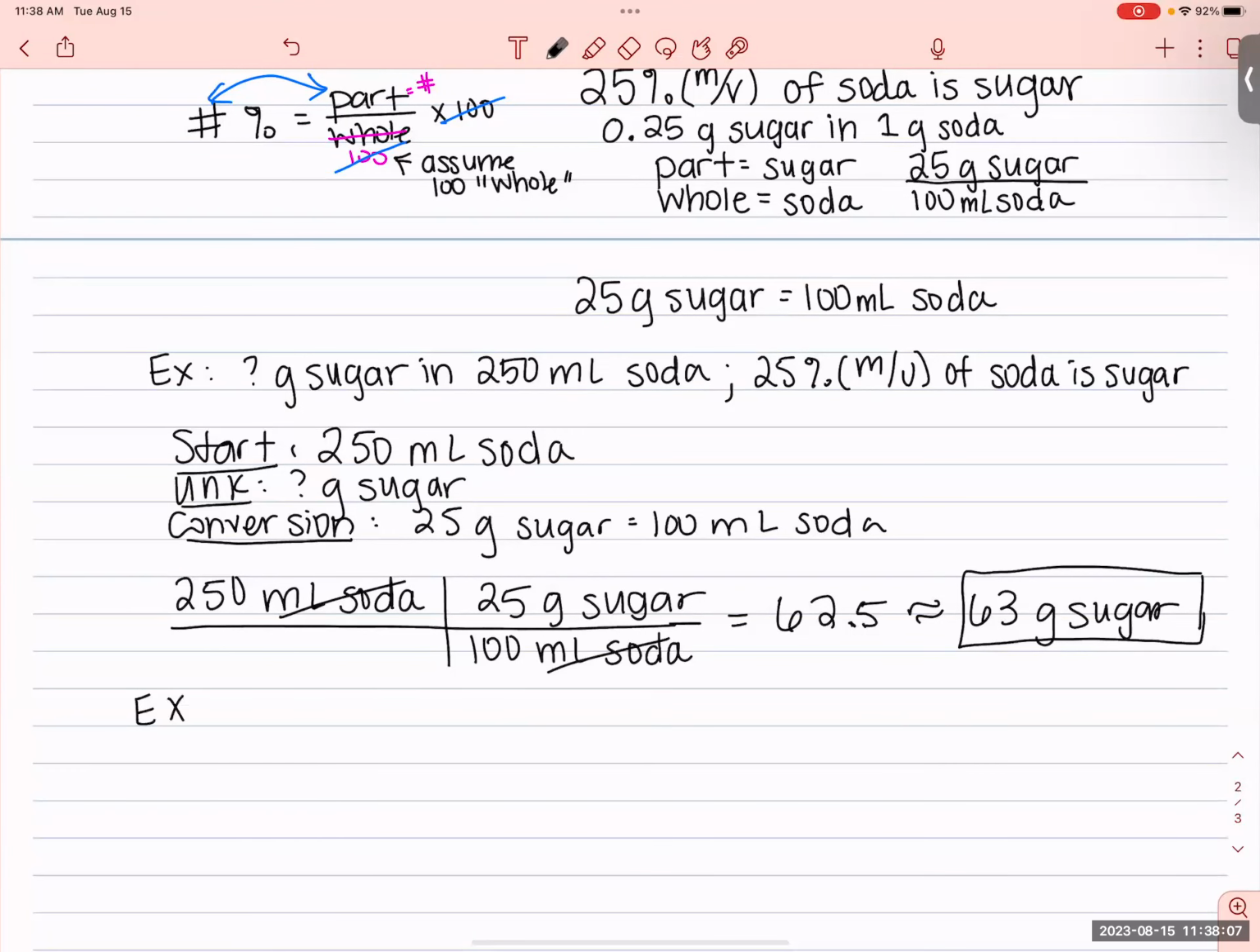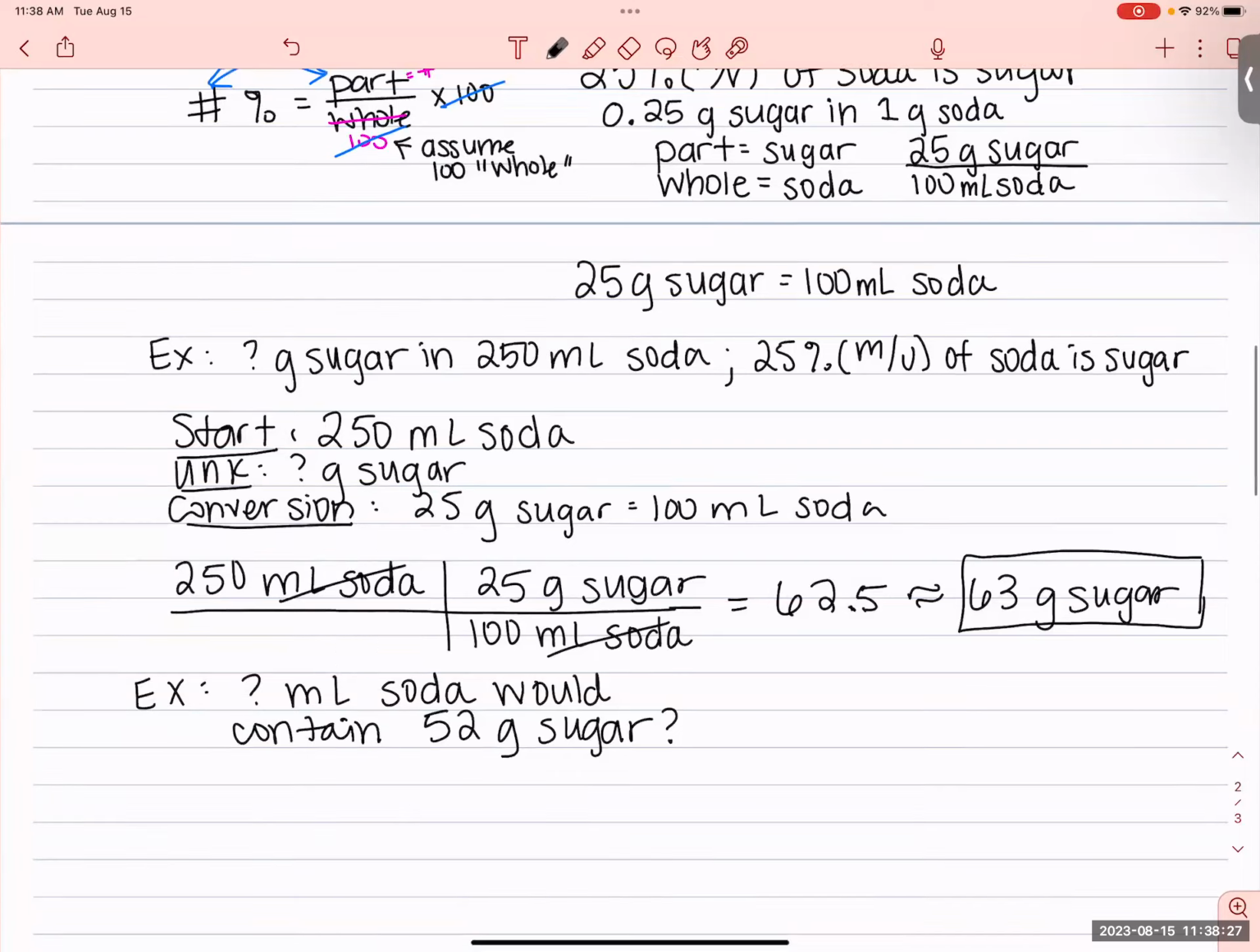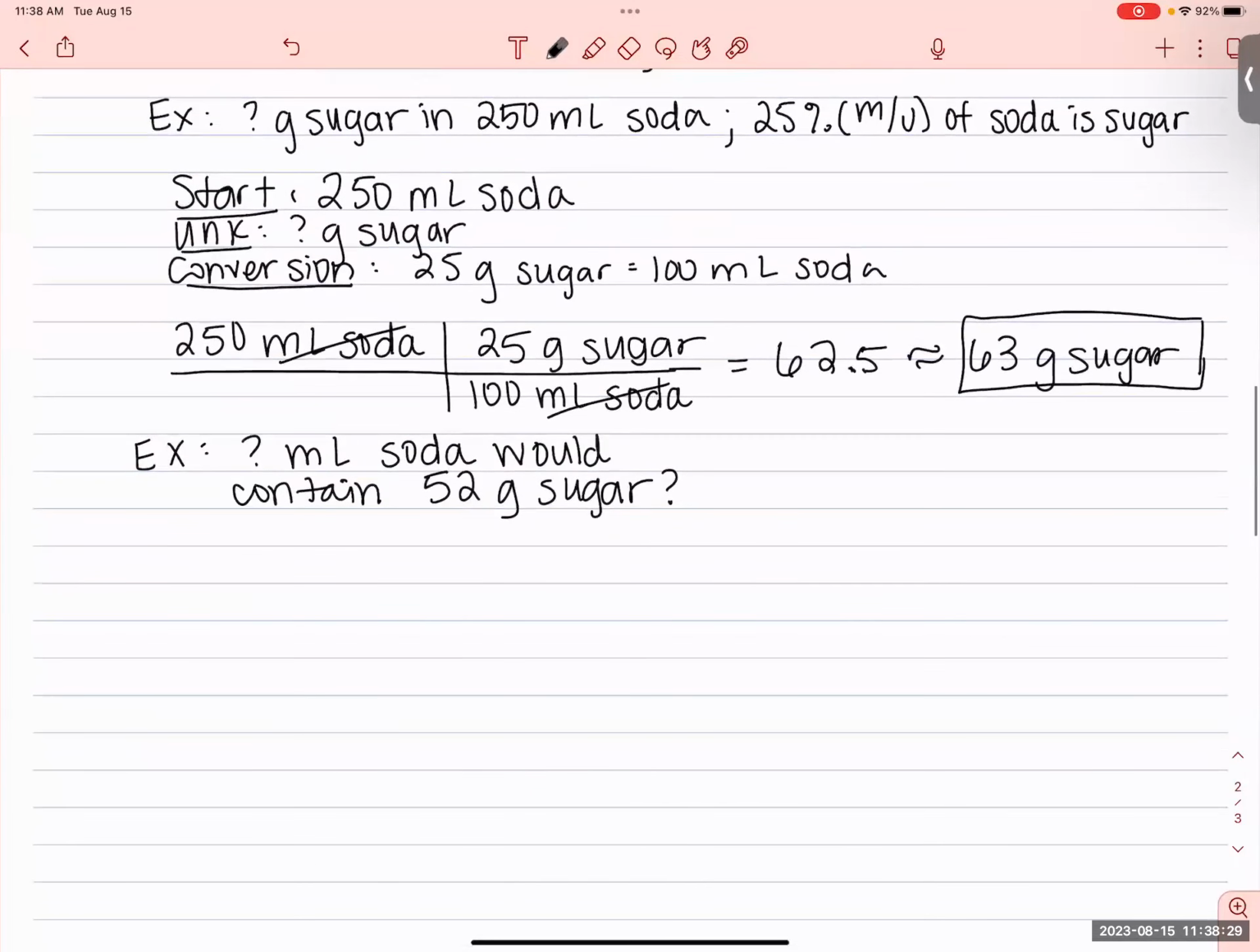Let's look at one more example. What if I said, how many milliliters of soda would contain, I don't know, 52 grams of sugar? Now, this is a little bit more difficult. And I bet that if you did the first one in your head, this one is going to be more difficult to do in your head because you can't just take 25% of 52. It's the opposite. So in this case, if you want to try setting up your start unknown conversion, you can, but it's very similar to the top one.